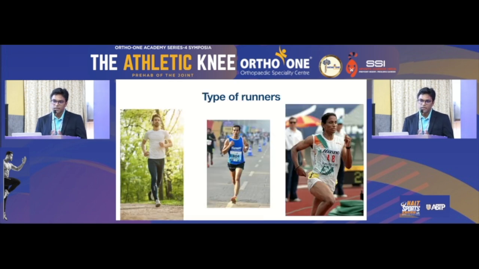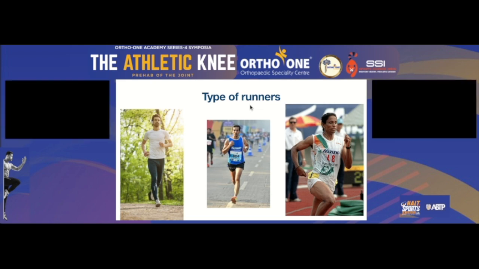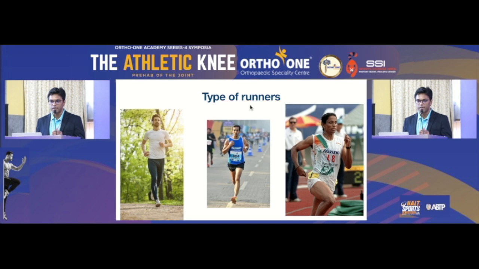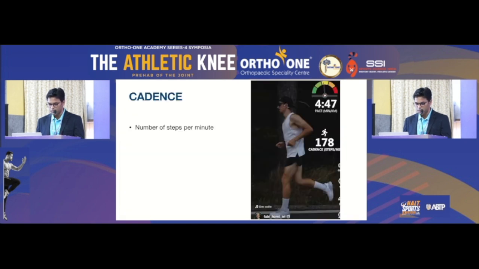Now we have three types of runners. One is casual joggers, then you have long distance marathon runners, and you have sprinters. So their metabolism is totally different, their style is totally different, and we need to understand each and everything properly to get the maximum efficiency from them.